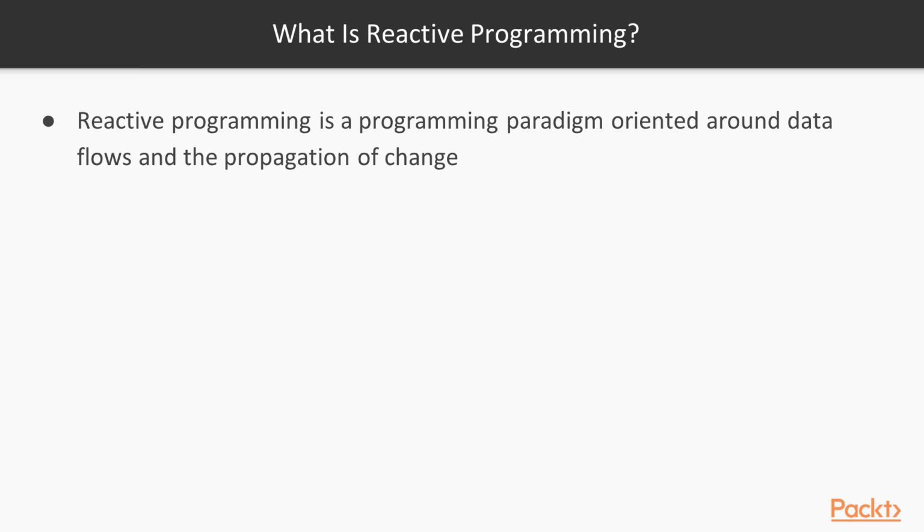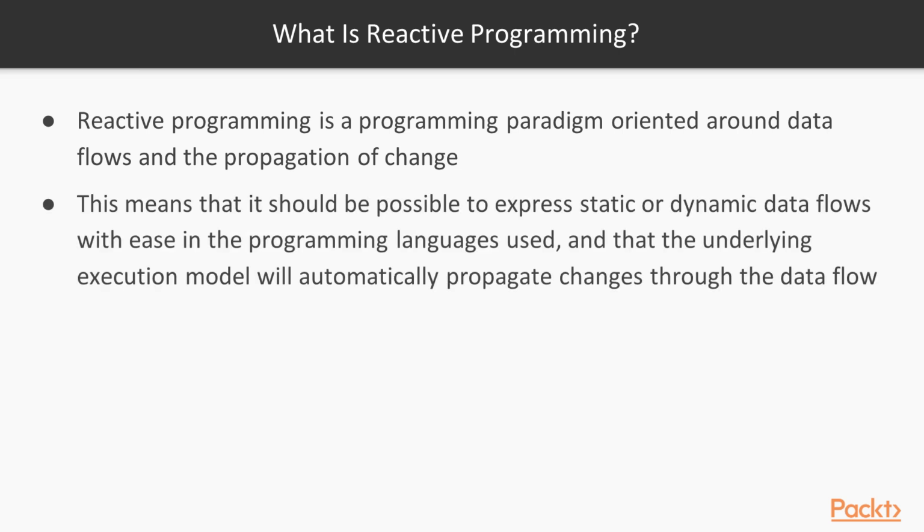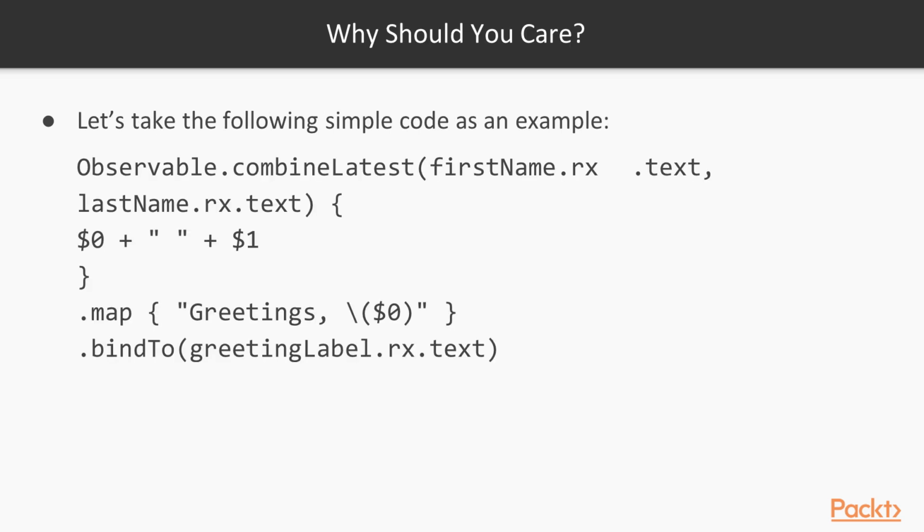So, what is reactive programming? Reactive programming is a programming paradigm oriented around data flows and the propagation of change. This means that it should be possible to express static or dynamic data flows with ease in the language used, and that the underlying execution model will automatically propagate changes through the data flow. So, why should you care?